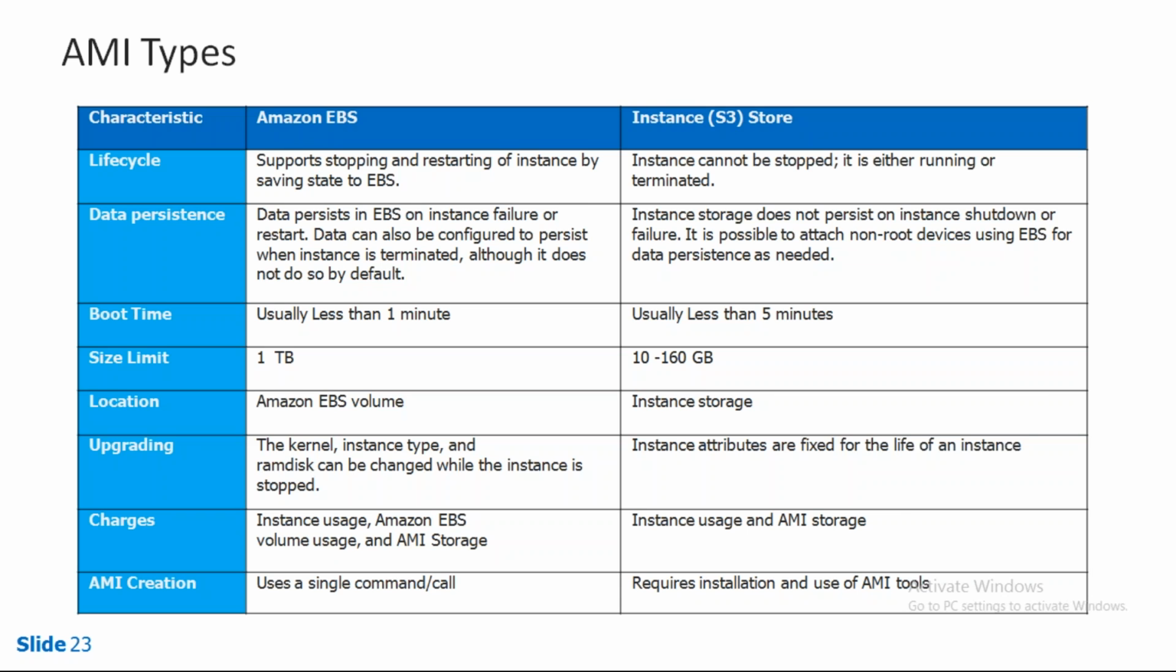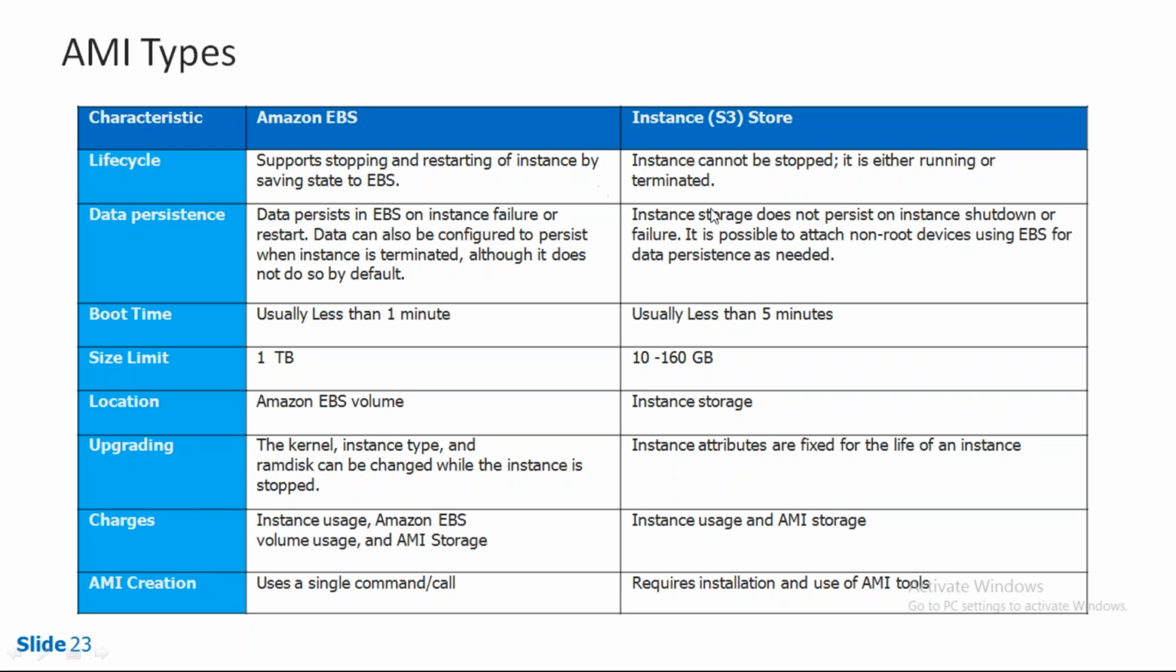Then the AMI types and their characteristics, Amazon EBS and instance store. So this is the difference between EBS and instance store AMIs: their life cycle, data persistence, boot time, size limit, location, upgrading, charges, AMI creation. Quickly we'll go through this. EBS backed supports stopping and restarting of an instance by saving the state to EBS. But with instance store, the instance cannot be stopped, it is either in running or terminated state. So you can directly terminate but not stop and get it back again.